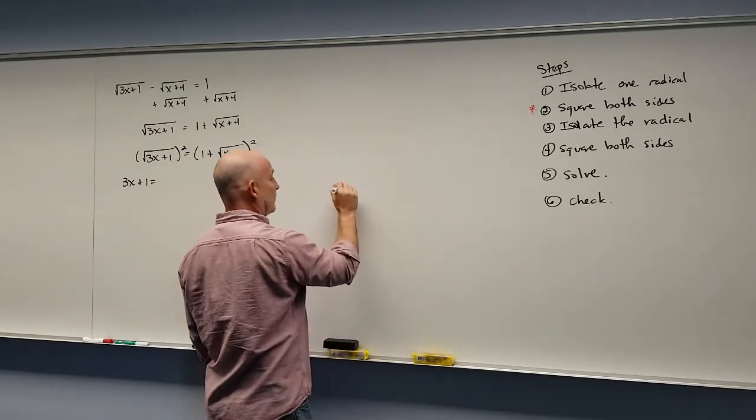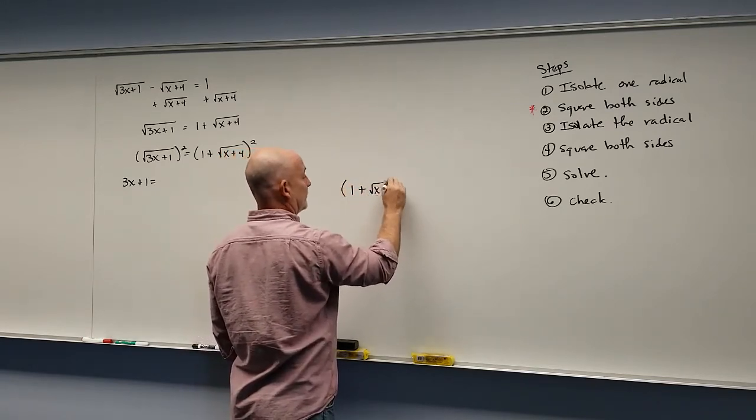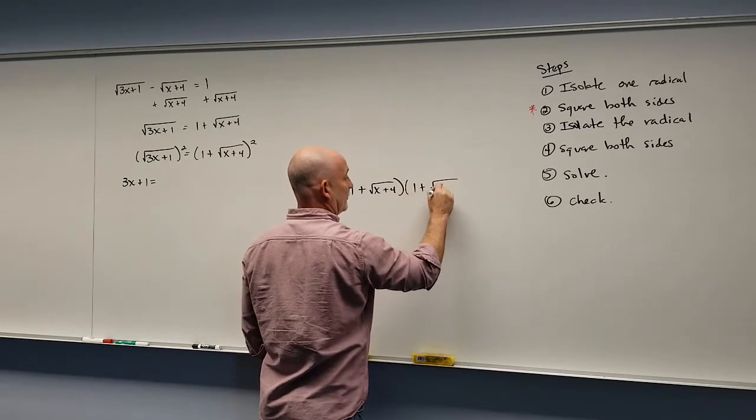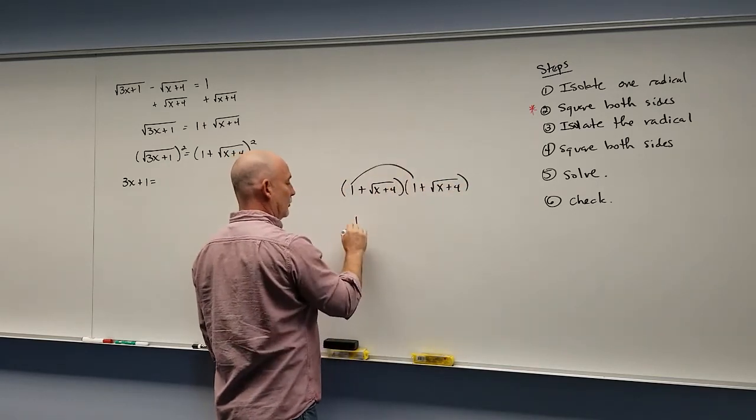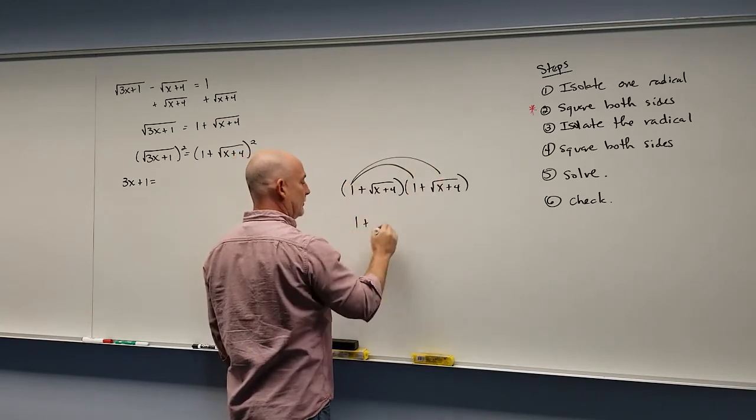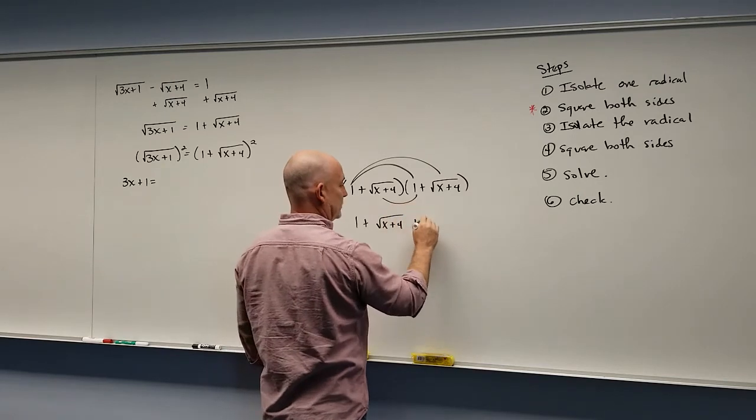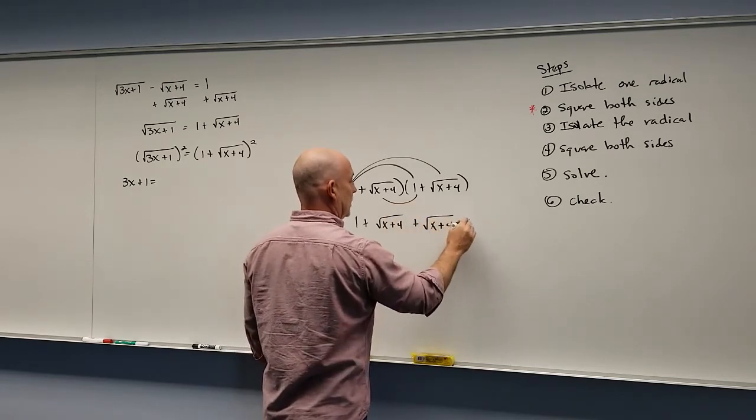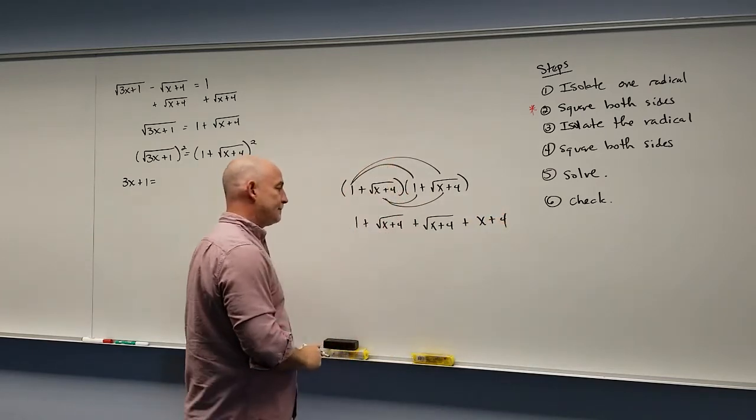And you're probably going to want to go over to the side to do this. Square root of x plus 4, 1 plus the square root of x plus 4. And start distributing. 1 times 1 is 1. 1 times that square root is just that square root. Plus the square root times 1 is another one of those square roots. The square root times itself goes away, and that's just x plus 4.